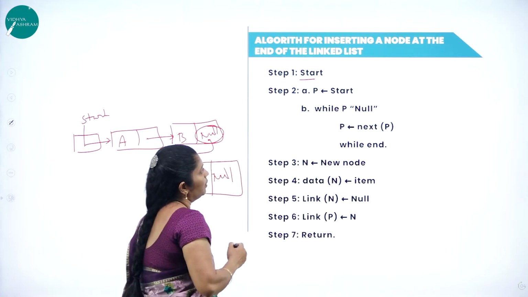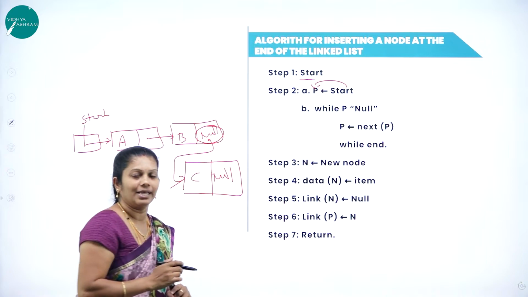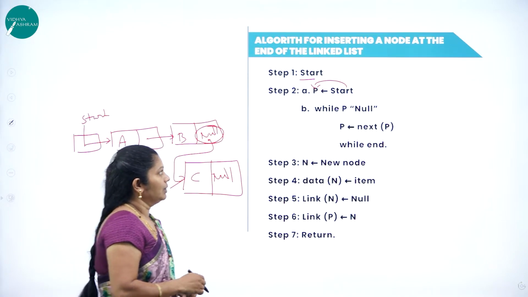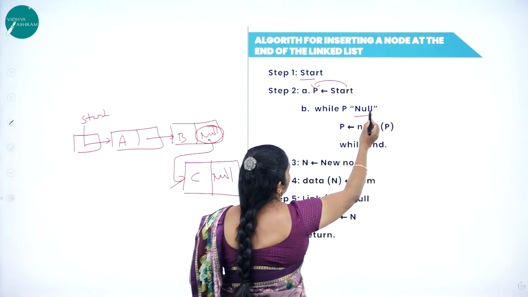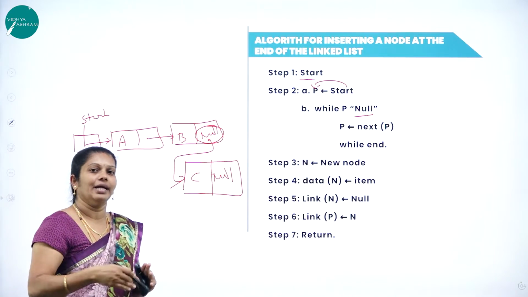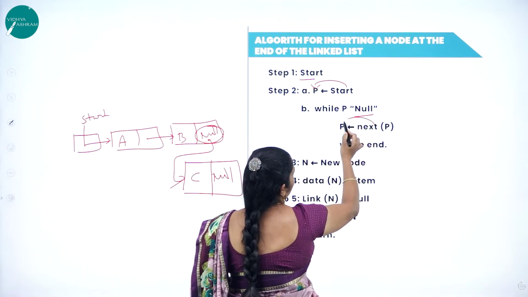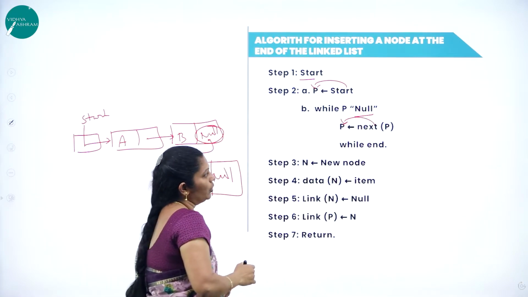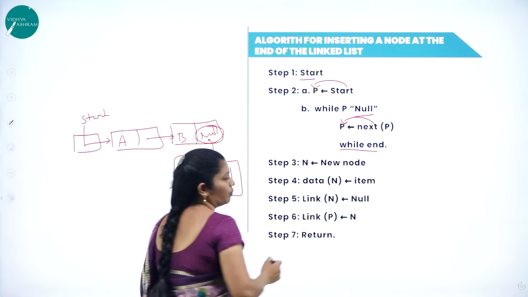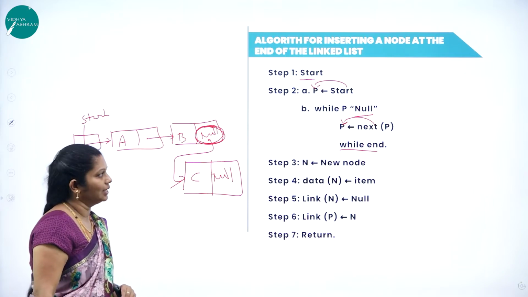In the second step, we have start assigns P, that is, P contains the first node address. Then while P is not equal to null, till I get null, I have to process. Then whatever address is in that P, I will move to the next node, then end of while loop. Until I get null, I have to process here.